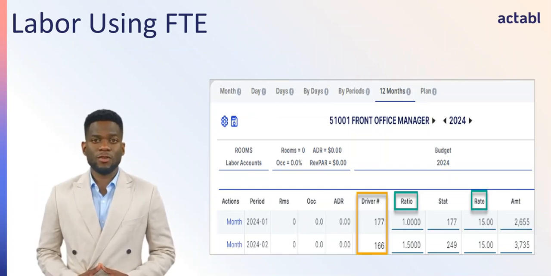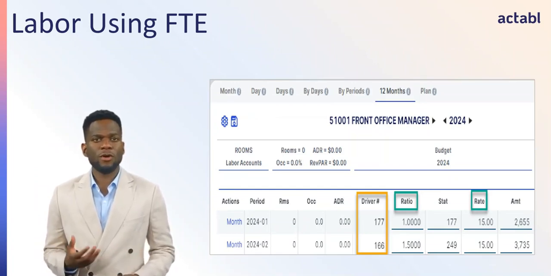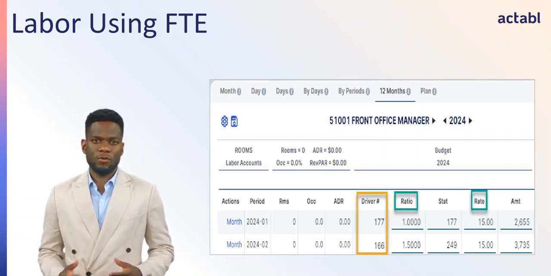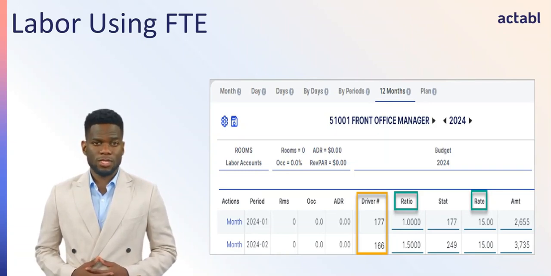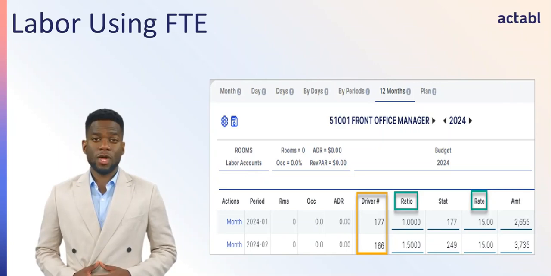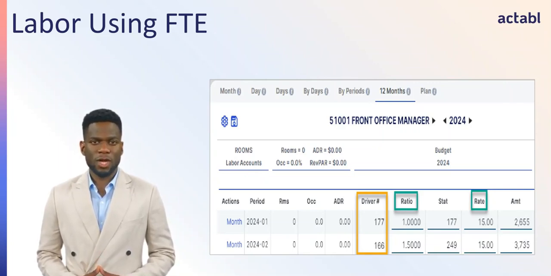Once you've done that on the reference screen, you'll see the number of hours entered for the month appear under the driver column. Then you'll need to enter in a ratio and a rate. The ratio will be the number of people in this position. You can have a half person, so your front office manager position can run on 1.5 FTEs. The rate is going to be the average wage.